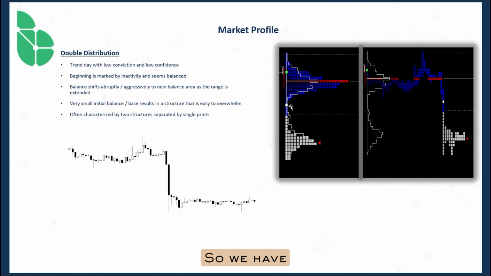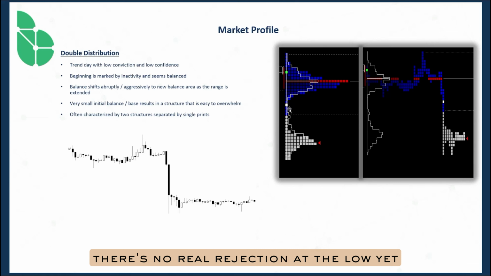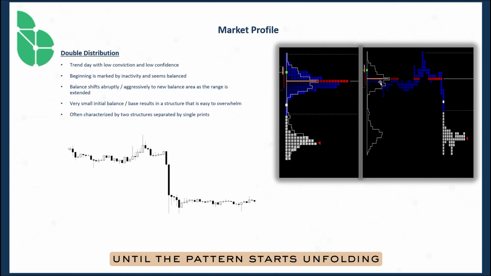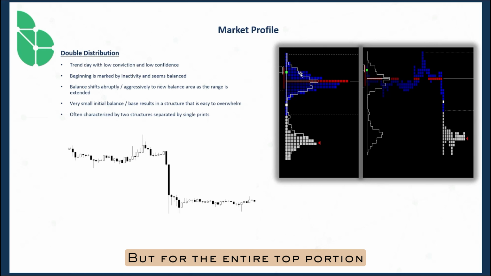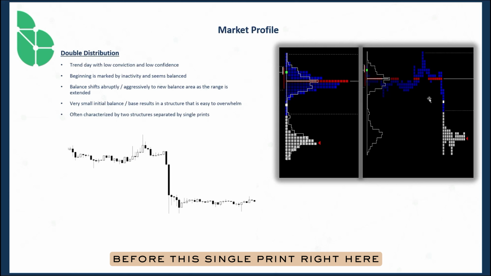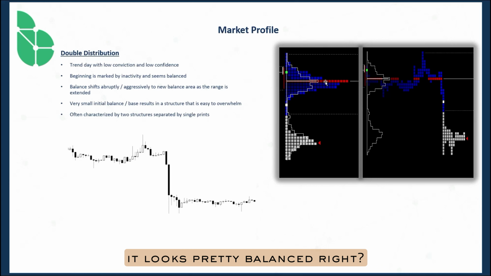So in this case, there's no real rejection at the low yet. There's really no real rejection until the pattern starts unfolding. But for the entire top portion of the structure before this single print right here, when we unfold it, it looks pretty balanced, right? So the beginning is marked by inactivity. It's balanced, it looks neutral, and then aggressively we shift to a new balance area.